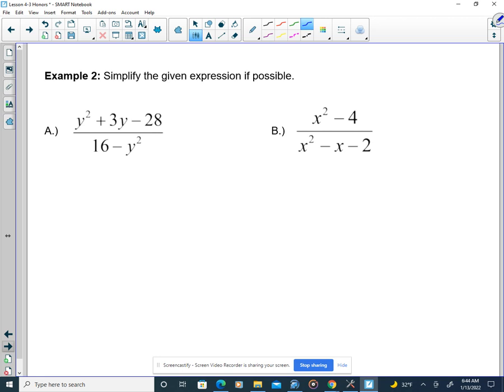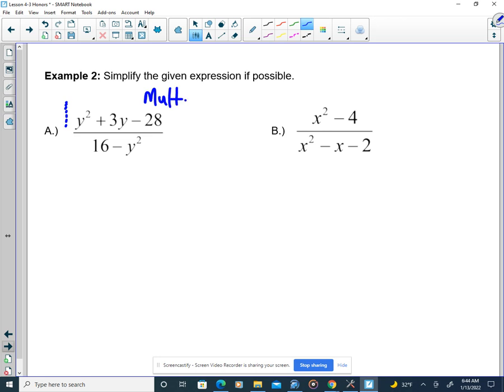If you look at the numerator here, we have y squared plus 3y minus 28. That's a quadratic trinomial. What's nice about it is it has a leading coefficient of 1, so we can factor this the short way. Since it has a leading coefficient of 1, we just look at the last number.